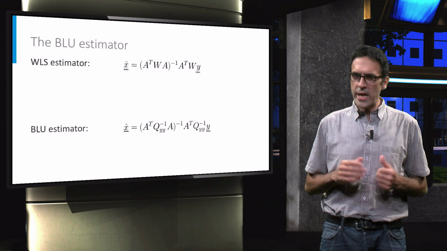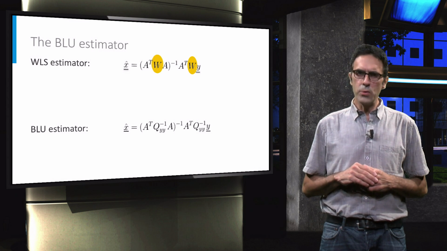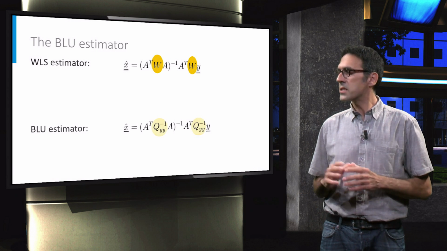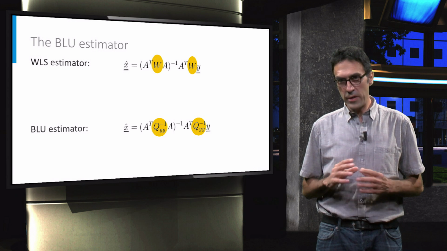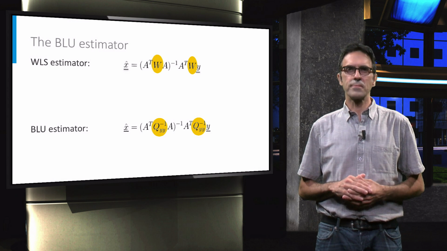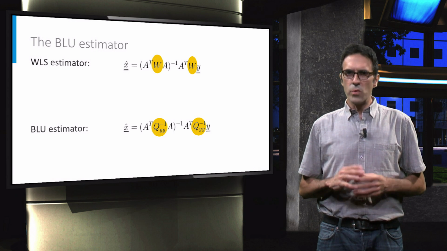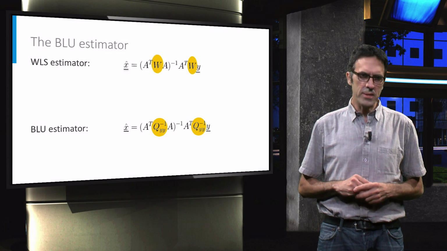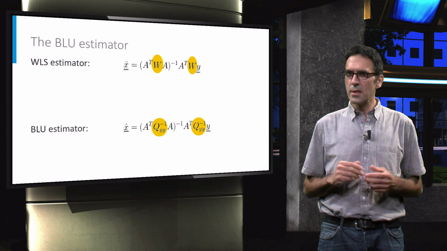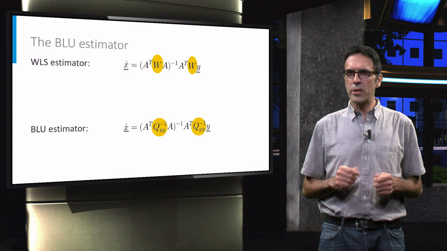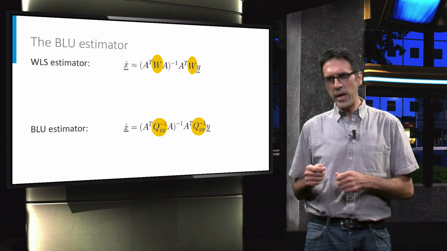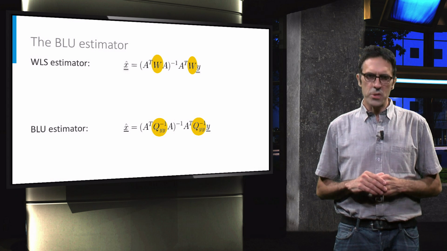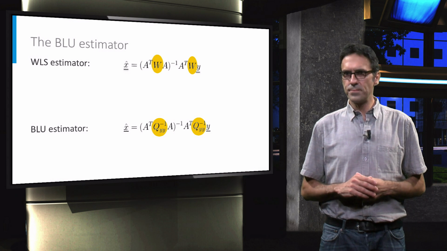Instead of the arbitrary weight matrix W, BLUE uses one specific weight matrix, which is the inverse of the covariance matrix Q_Y. Remember that the covariance matrix holds information on the quality of the observations. This makes sense, since we want to make sure that high-quality observations have a greater weight to the final estimate. And similarly, low-quality observations should have a lower weight.